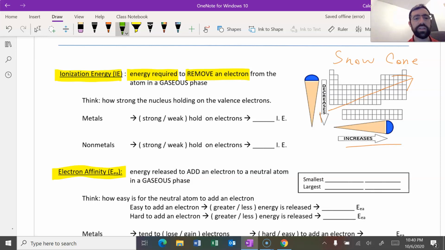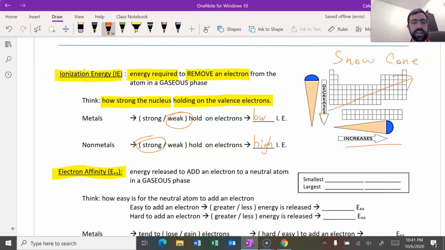Okay, here's what I want you to think about when we talk about ionization energy. Think, how strong is the nucleus holding on to the valence electrons? How tightly is it holding on to it? How strong is that attraction? With metals, well, metals have a weak hold on their electrons. They don't hold on very tight. They give them away very easily. So they have a low ionization energy. It doesn't take much energy to take one away. Non-metals hold on very tightly. They have a strong hold on their electrons. So they have a high ionization energy. And that makes sense from this trend that we just drew.